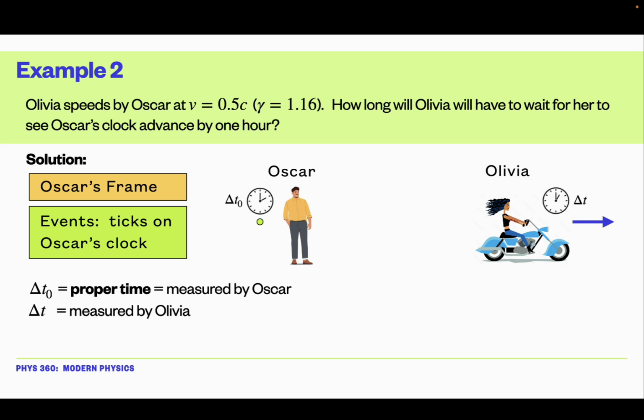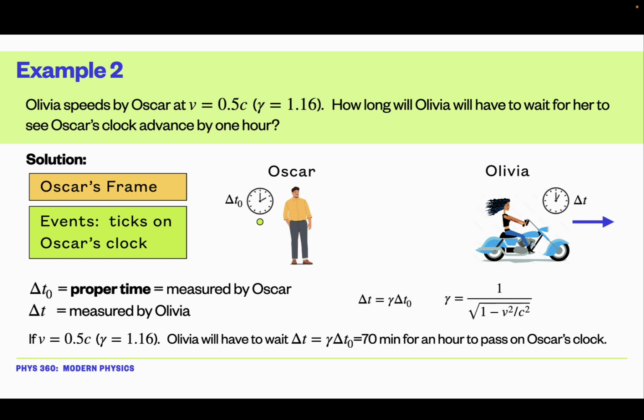Now Olivia measures the time-dilated time. You get the same equation and the exact same result, but now Olivia is saying that she has to wait 70 minutes for 1 hour to tick by on Oscar's clock. So they each see exactly the same thing, in agreement with Einstein's first postulate: all inertial reference frames are equivalent. Okay? So they each think that the other person's clock is running slow.